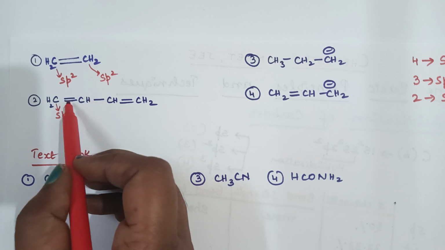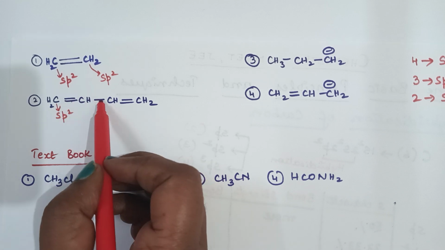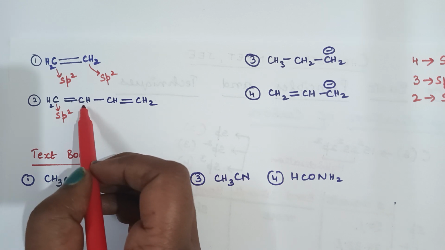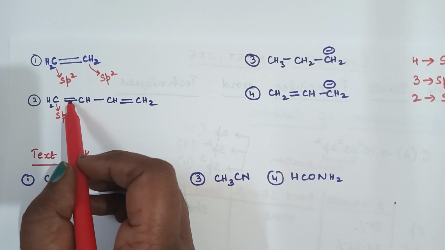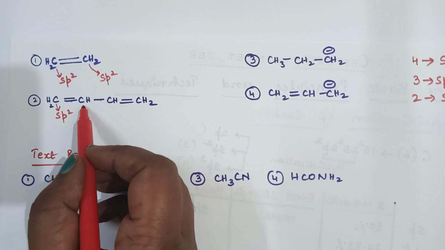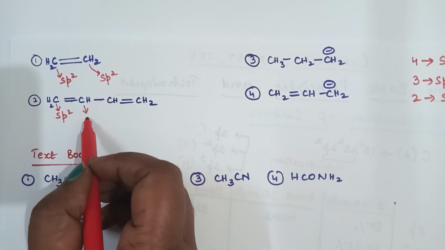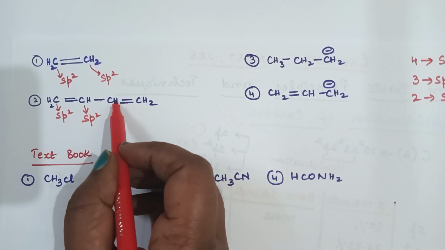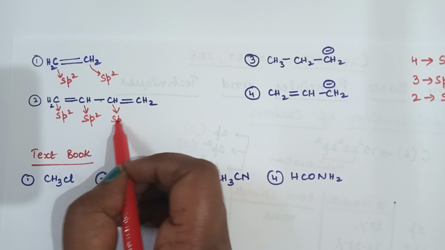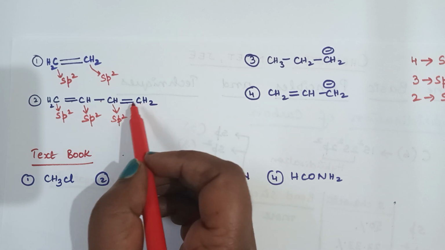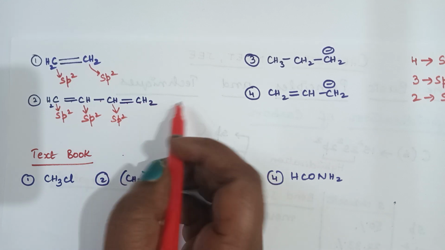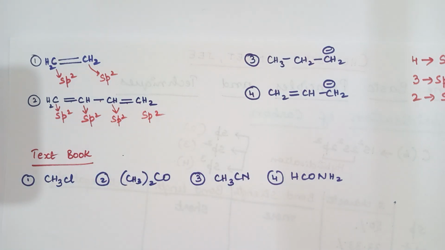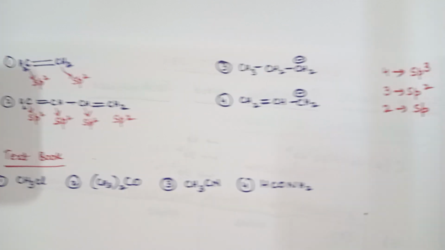This carbon has 1 sigma bond, 2 sigma bonds, and then 1 hydrogen. The hydrogen will be bonded by 1 sigma bond. So totally 1, 2, 3. So 3 sigma bonds means it will be sp2 hybridization. Even here 1, 2, 3, sp2 hybridization. This carbon also will show 1, 2, 3. So it will be sp2 hybridization. So all the carbon atoms are showing sp2 hybridization.